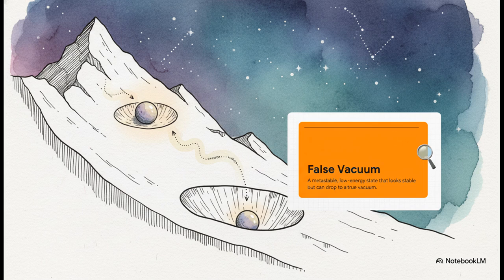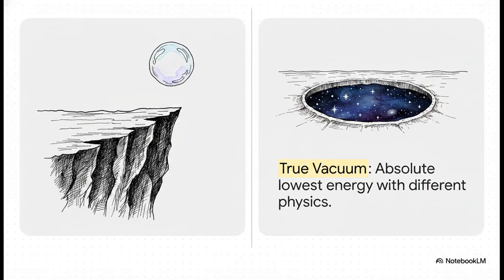A false vacuum is essentially a dip in energy that looks perfectly stable, but it isn't actually the absolute bottom. Think of it like a ball sitting in a shallow little dent on the side of a steep mountain. It seems perfectly at rest, totally secure, until it gets just a tiny little quantum nudge and drops even further down the well.